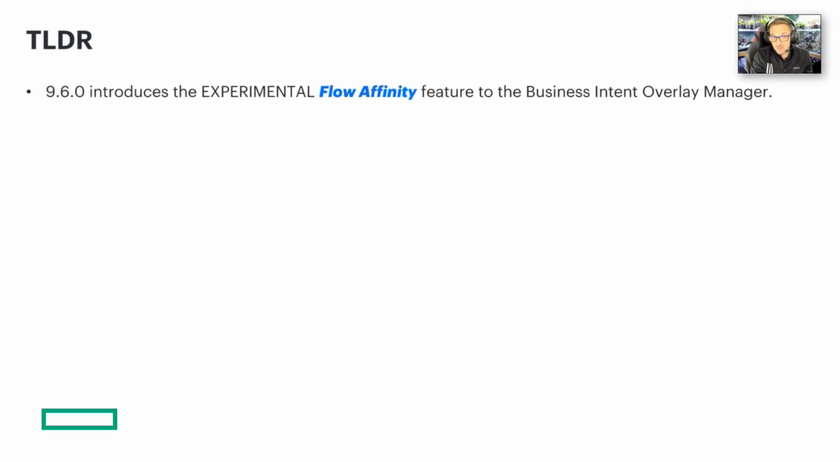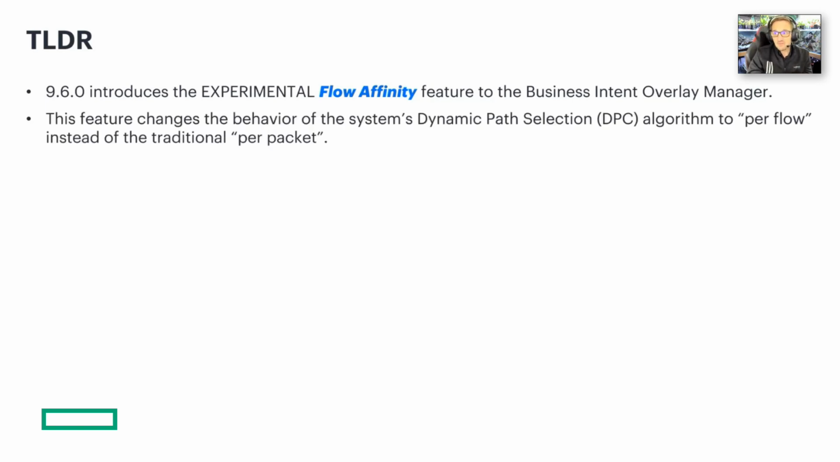This is an experimental feature that introduces flow affinity to the overlays. It changes the behavior of the system in such a way that what we call DPC, or the dynamic path selection, the mechanism that the EdgeConnect uses to pick which underlay it puts a particular packet, or in this regime, flow on. This is about changing the behavior of the EdgeConnect from per packet processing to per flow processing.